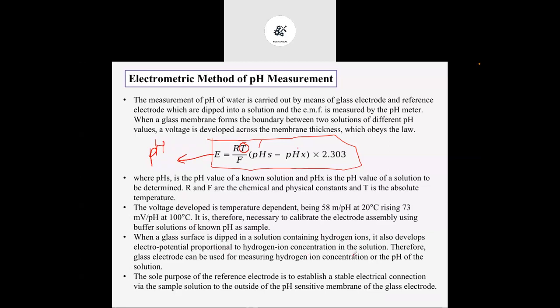When a glass surface is deep inside a solution containing hydrogen ions, it also develops an electric potential which is proportional to the hydrogen ion concentration inside the solution.